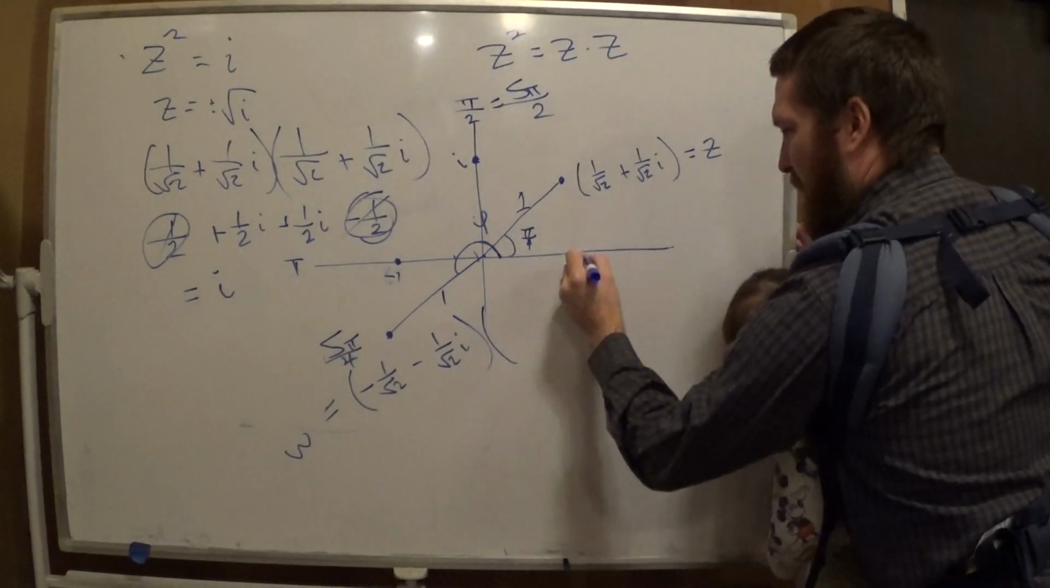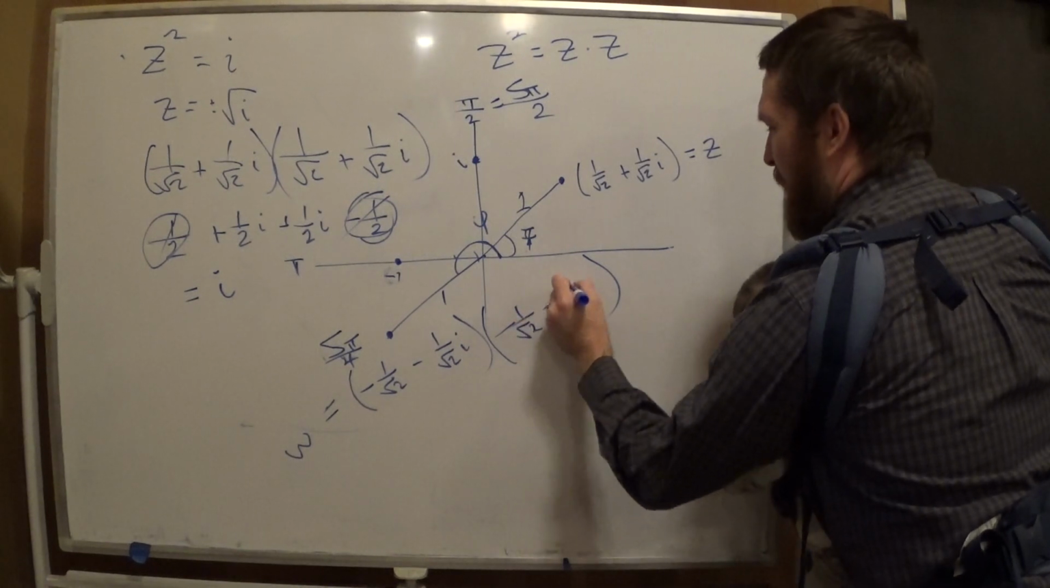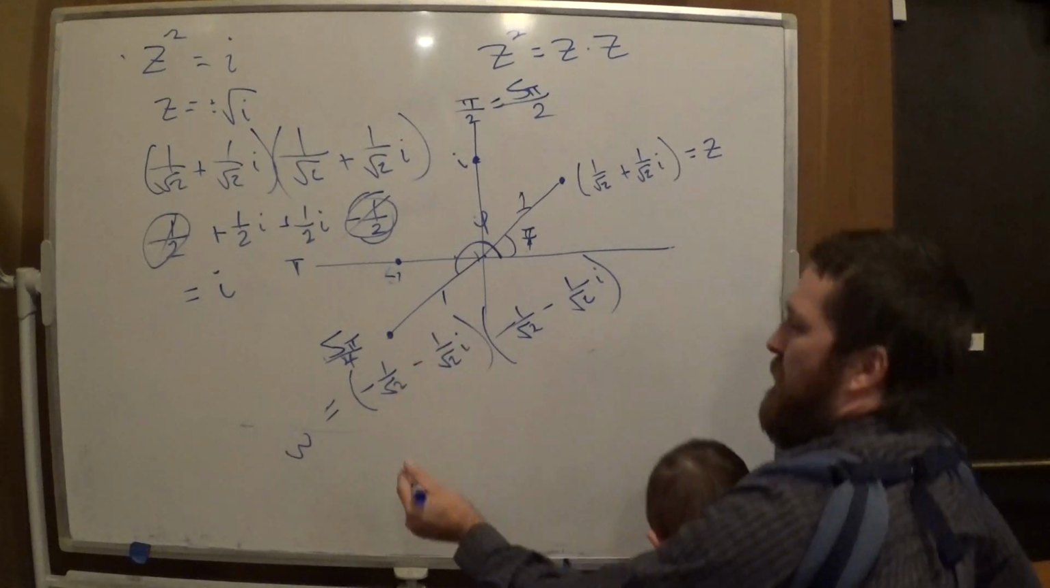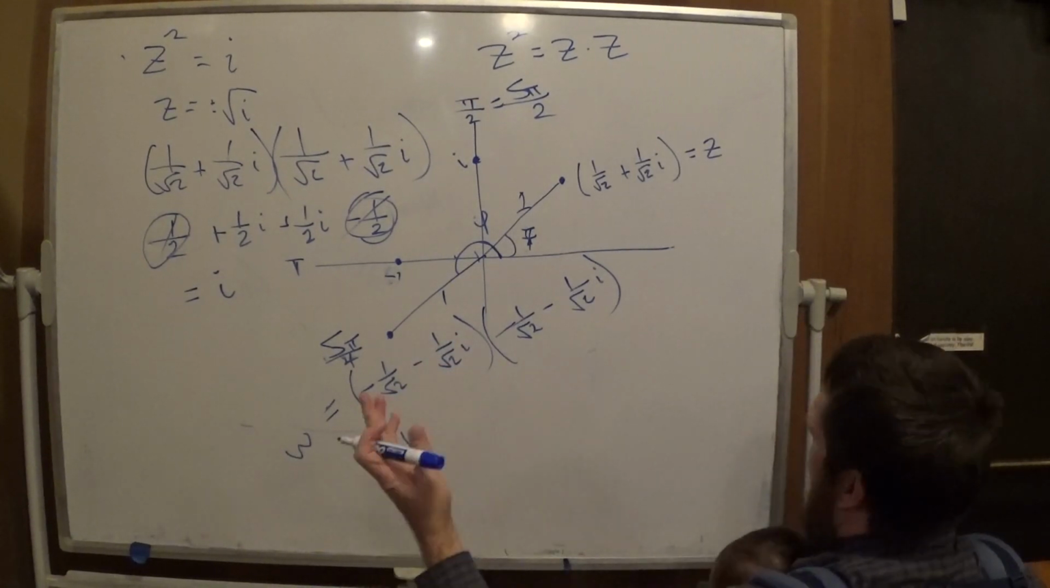This times this. This times itself. So we're computing w squared now explicitly. First is a negative times a negative, which is a positive, which is just 1/2. Root 2 is a half.